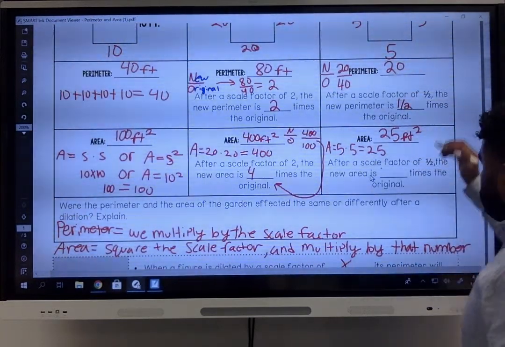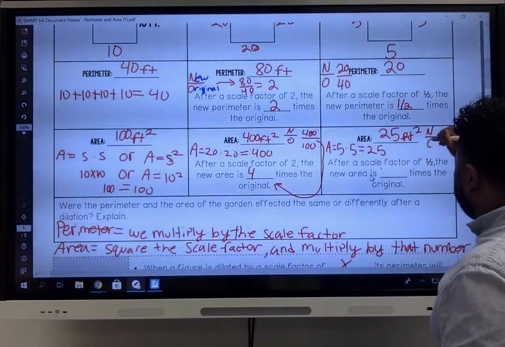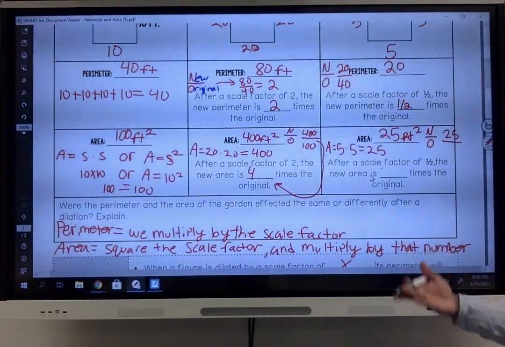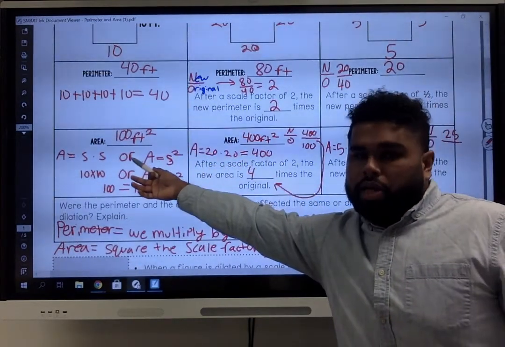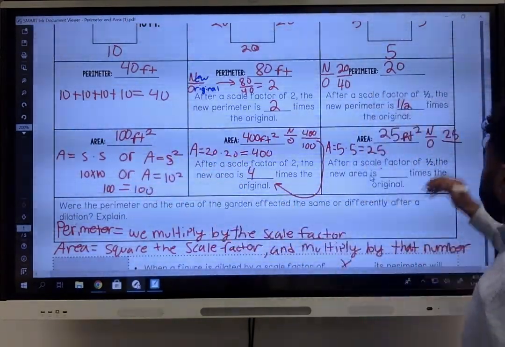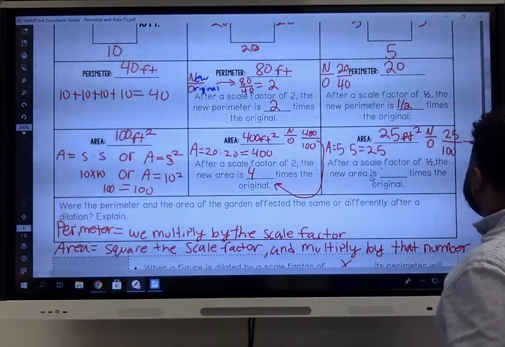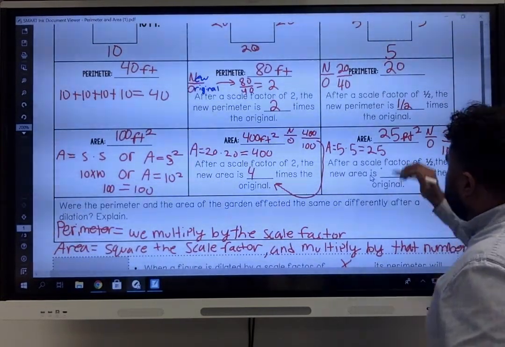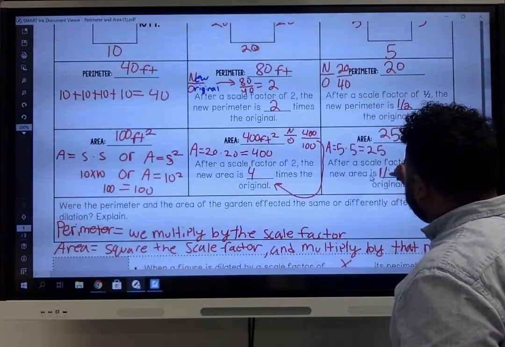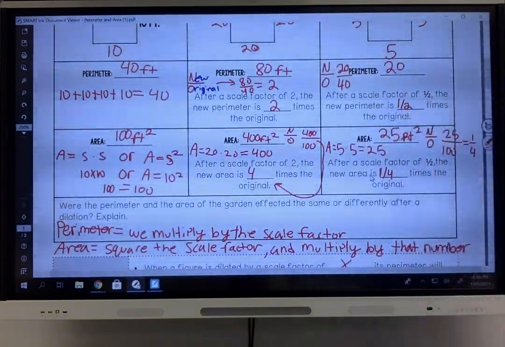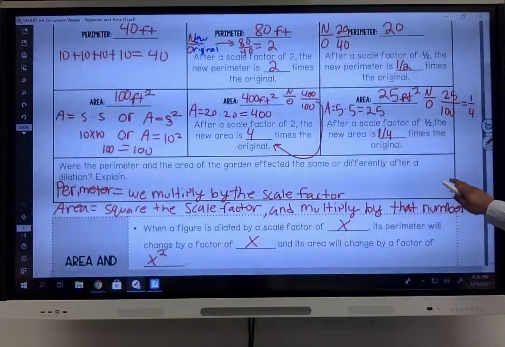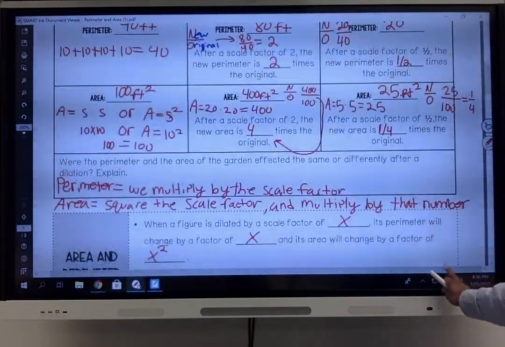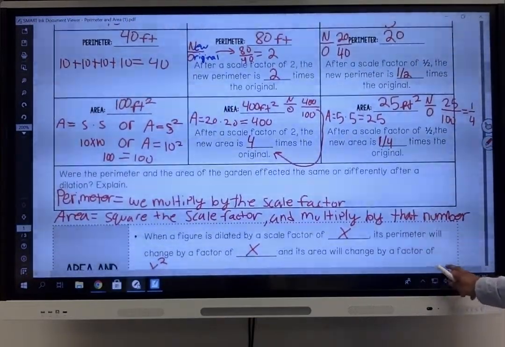Well, let's find out. Let's do new over old. Let's do 25, because that's my new area that I just found out, divided by my old original area, which is 100 feet. That's going to simplify down to 1/4. Okay, so 1/4 times the original.